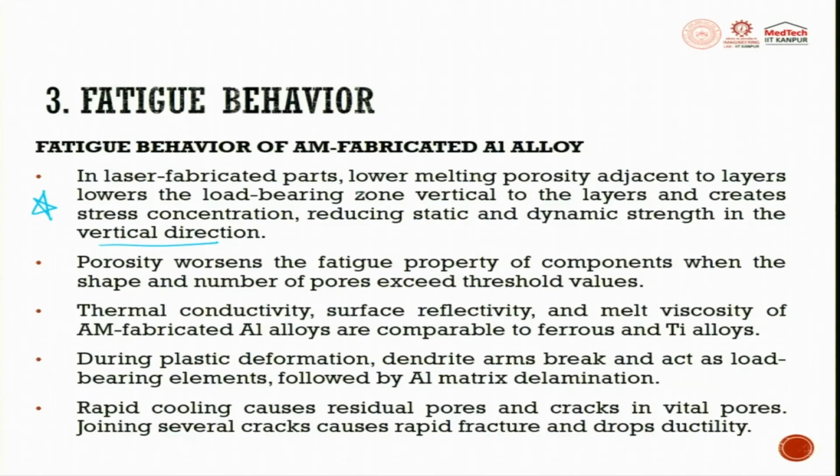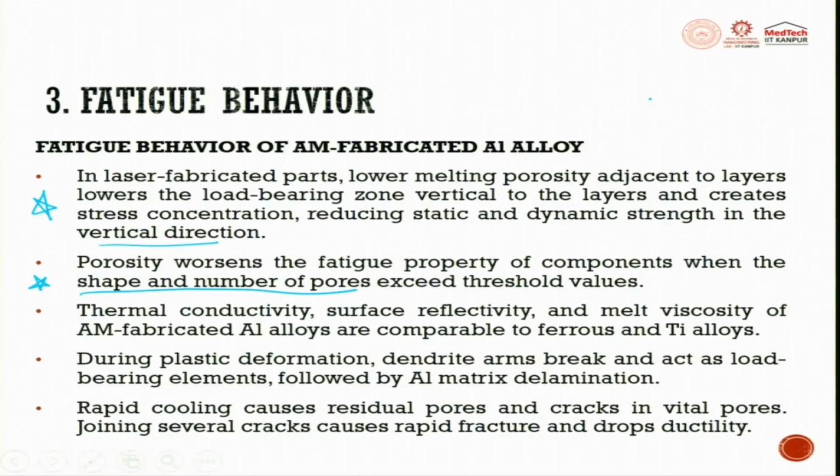In laser fabricated parts, lack of melting porosity adjacent to a layer, next to a layer, lowers the load bearing zone vertically to the layer and creates stress concentration, reducing static and dynamic strength in the vertical direction. The porosity worsens the fatigue property of the component when the shape and number of pores exceeds a threshold value. So, this is a very important point you should note.